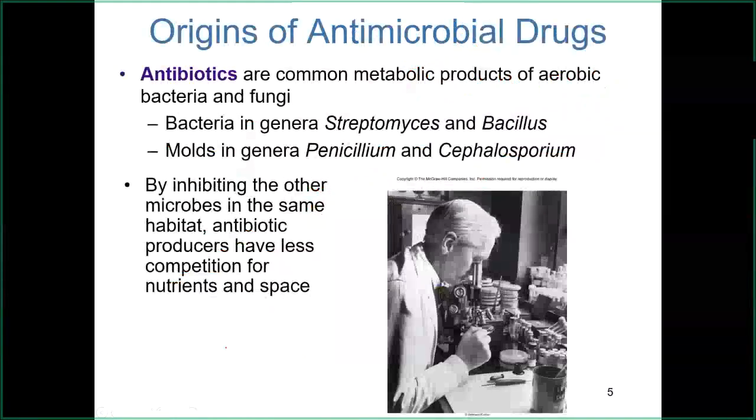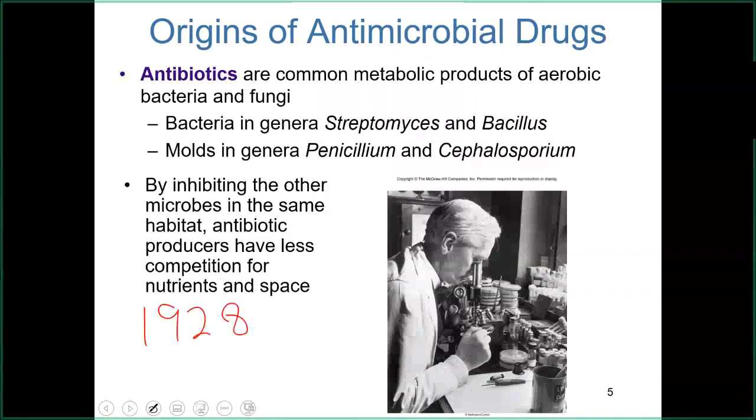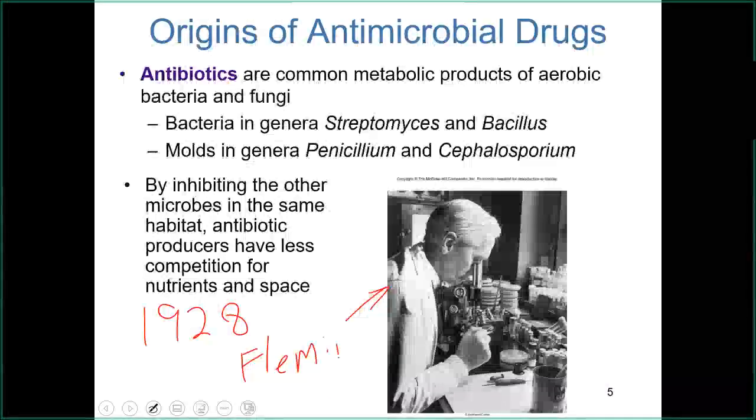All right, so antibiotics, as I've said, are metabolic products of microbes, and they haven't, of course, been around in the forms that we use them forever. It goes back to 1928. That's when the discovery of penicillin was made by this guy here. This is Alexander Fleming, who was a Scottish microbiologist.